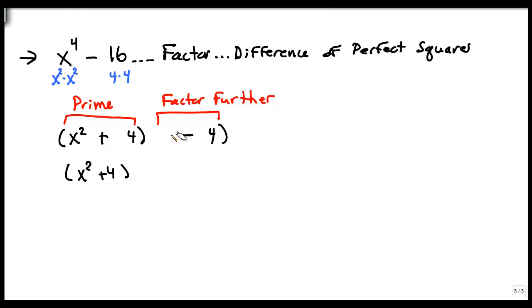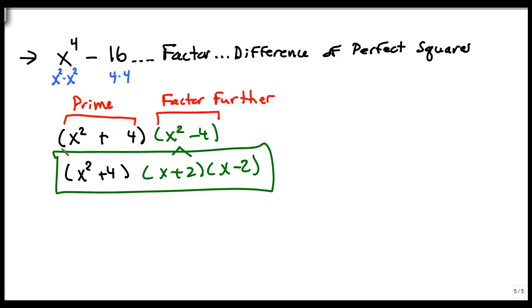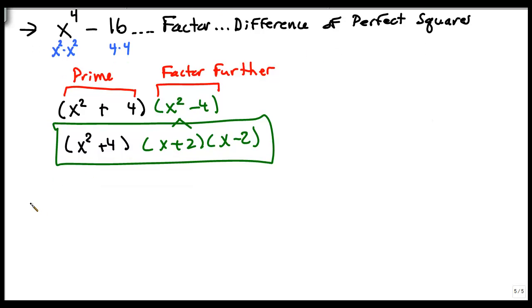I want to change the colors on these so we can see the difference. So this one was x squared minus 4, and then this one factors down into x plus 2, x minus 2. One more level, difference of perfect squares. Now x squared plus 4 does not factor further because it is prime. And remember, if something is prime, you cannot factor it further. It's not factorable.